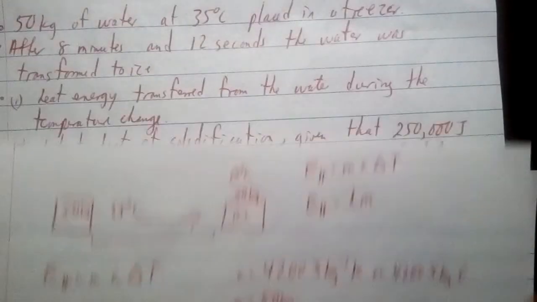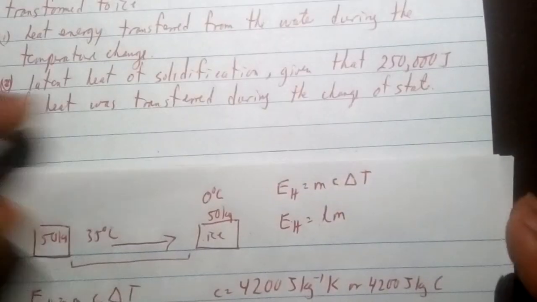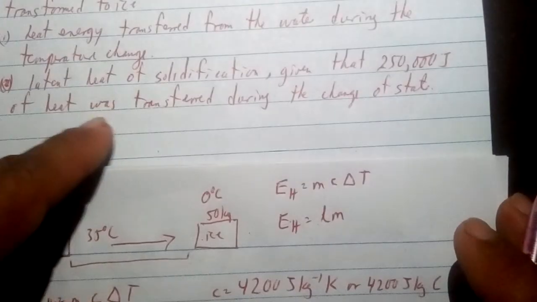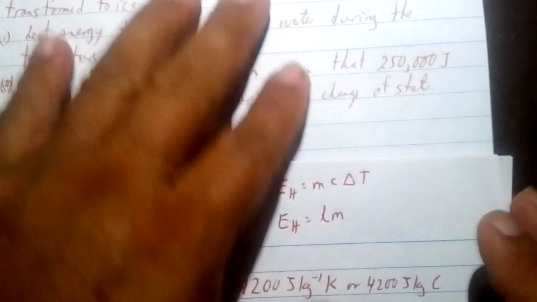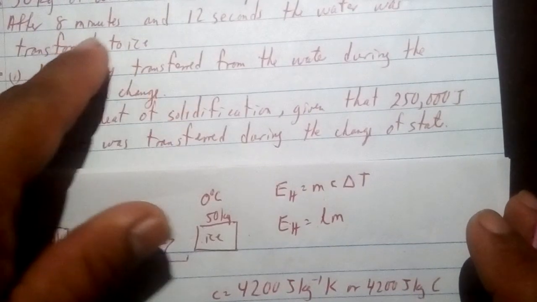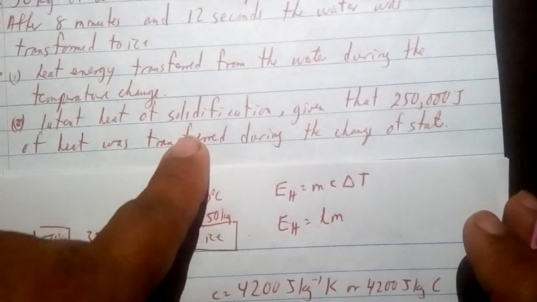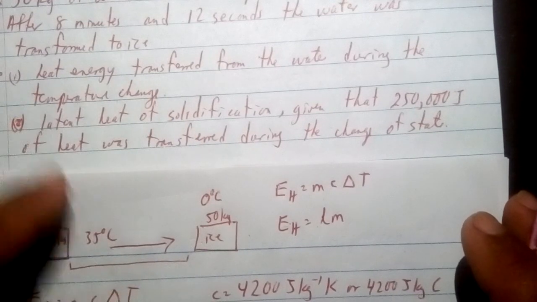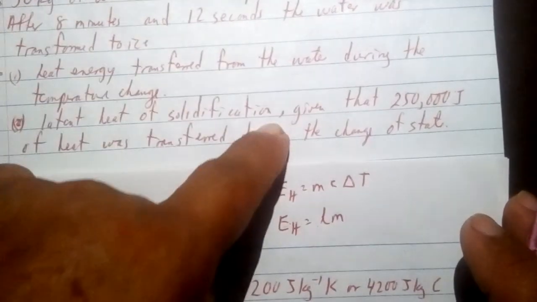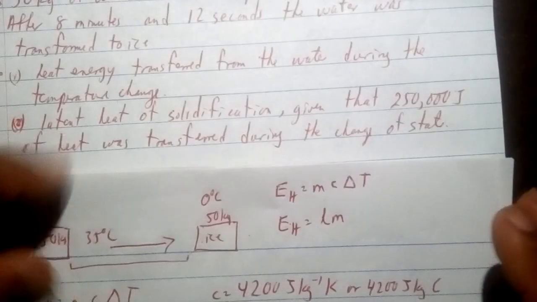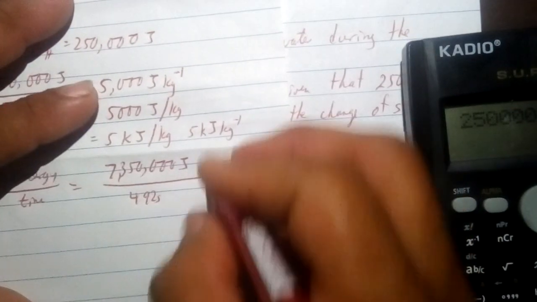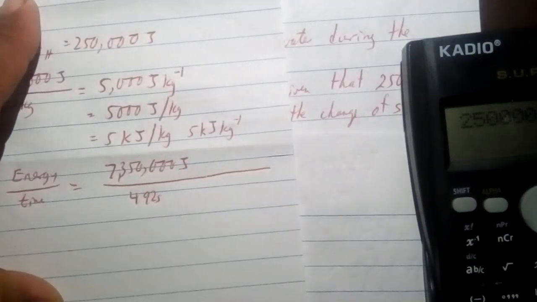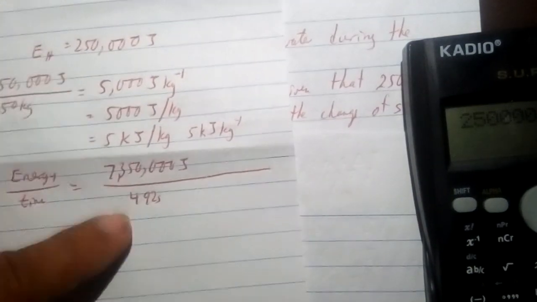Now when it changed state, the latent heat of solidification, given that this amount of energy was transferred during the change of state, after 8 minutes and 12 seconds, the water was transformed to ice. After this amount of time, transformed to ice. This is for it to transfer to ice. So we want to know from the minute it starts to go from 35 to 0. We're not interested in only this amount of energy here, so we divide that. The amount of heat energy, and we could input this one here because that also was the amount of energy it used for it to change state.